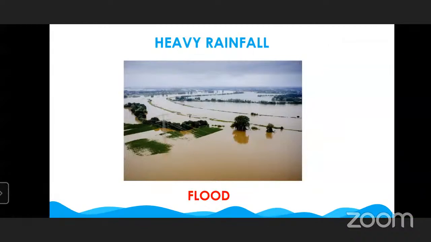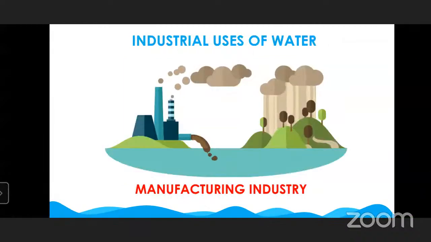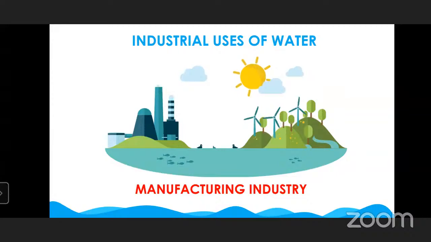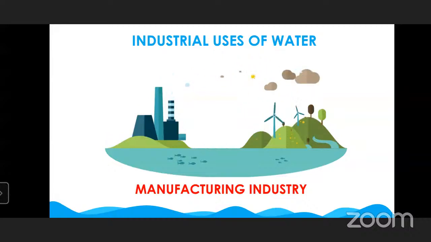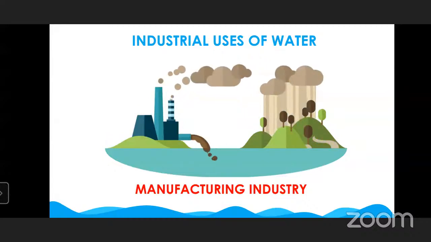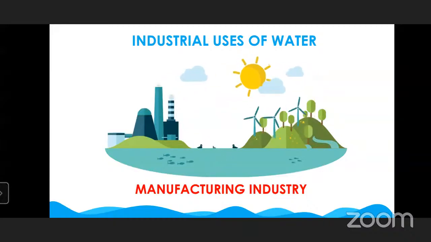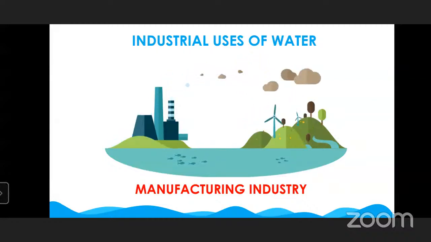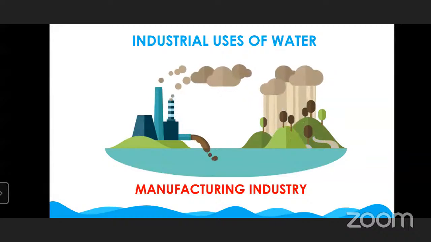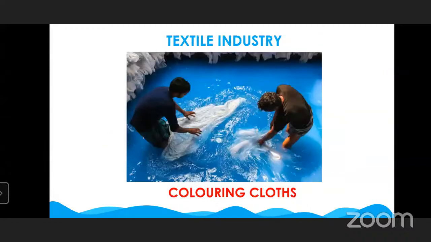The third main use of water is, sorry, industrial use. Industrial uses of water, manufacturing industry. You know that about 50% of water is used for industrialization in India, as we saw in the pie chart. Next, see uses of water in factory.